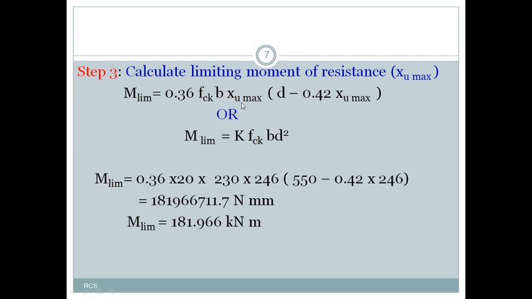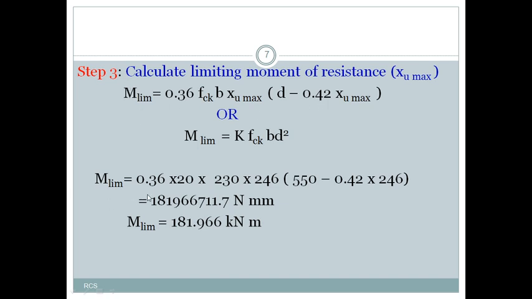We are calculating with respect to the balanced section, right? I can use this, otherwise you can use this formula also, Mu equal to K into fck b d square. This K value depends upon the grade of steel. If we modify this equation, we will get this, no problem. So anyhow, we have calculated Xu max, so we will use this formula.